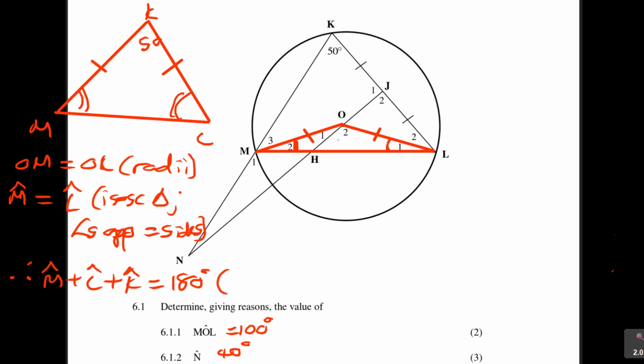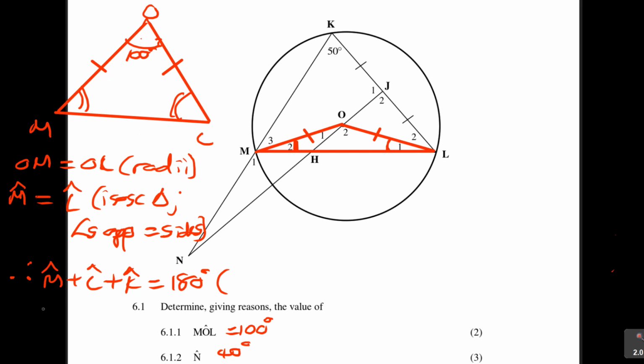What is it? Not K actually. Why did I say K here? It's O. This is O, not K, because I'm in the center. So this is also not 50. I was taking now the bigger one. So I'm looking at this as what? We did calculate MOL. It was what? 100, remember? I think you picked that. I'm making an error there.